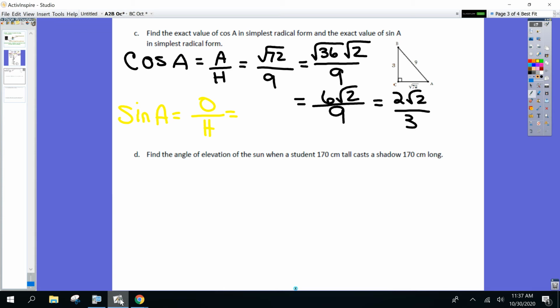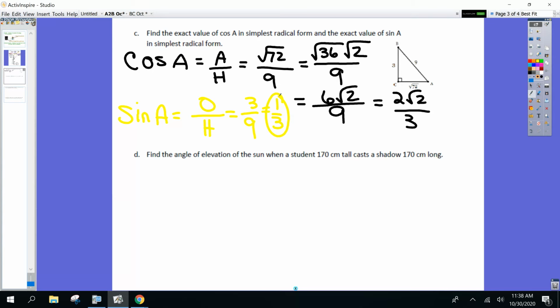The opposite is 3 and the hypotenuse is 9. There you go. Lucky you got that right. I would have been all over you for that one. 3 over 9, everyone. Good? The only thing I want to do is try to reduce that, which I can do: 1/3. No radicals. Yay, no radicals.